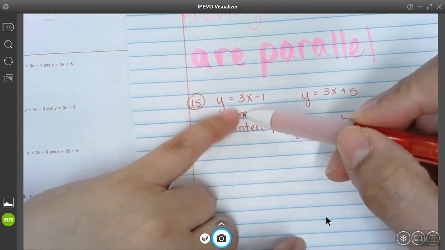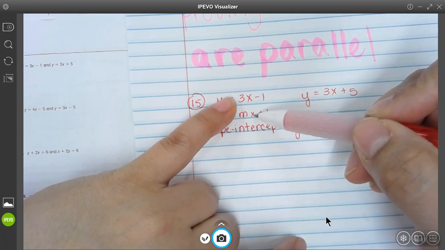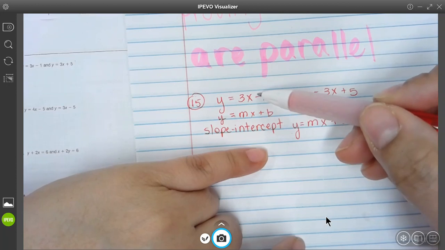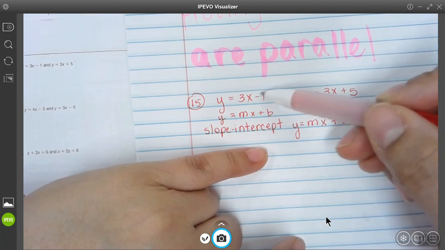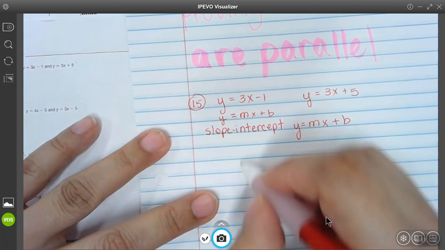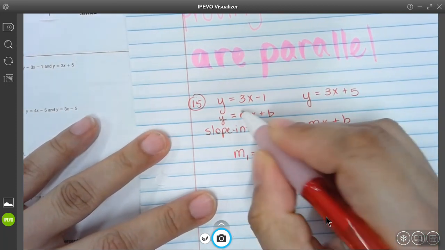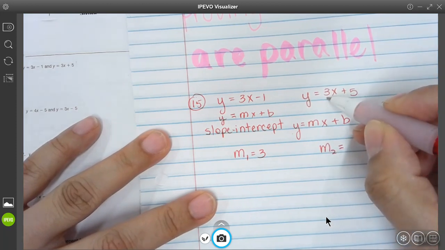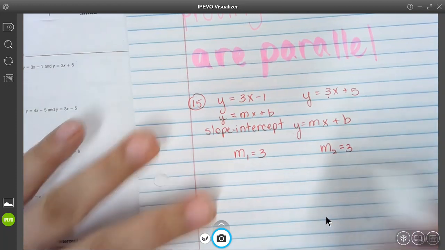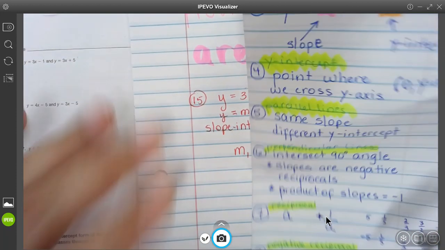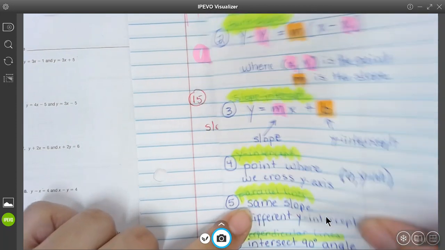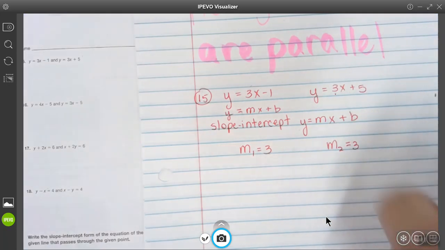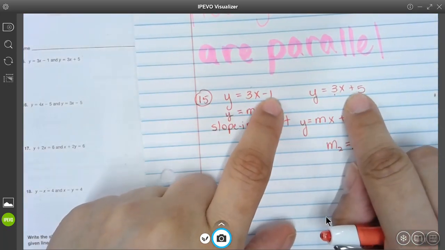So the m is going to be the 3, right? The x is the x, so the slope, the m, is just a 3. And even though it says plus b, this is basically plus a negative 1, so b is a negative 1. All right, so from the first one, we know that the slope is 3. And from the second equation, we know that the slope is also 3. So are these lines parallel? Yes, because in the definition of parallel lines, right here, parallel lines have the same slope and different y-intercepts. So they have the same slope and different y-intercepts.